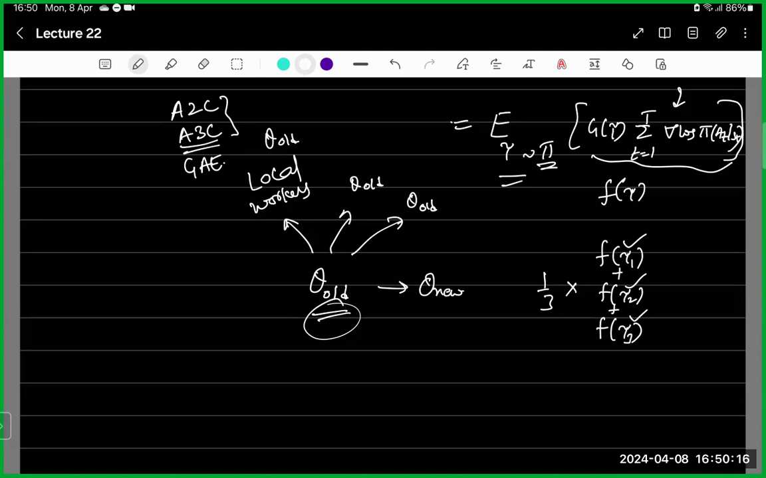Okay. So A3C is the asynchronous version of this algorithm, and A2C is generally referred to as the synchronous version of this algorithm. Okay. So maybe I'll discuss what GAE is in the next class. These two concepts are at a high level clear, right?